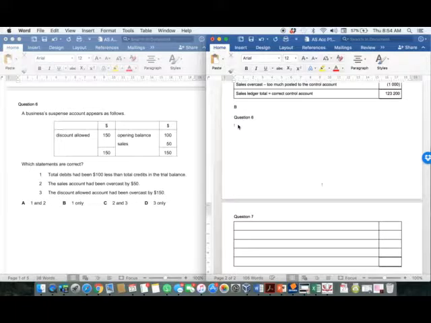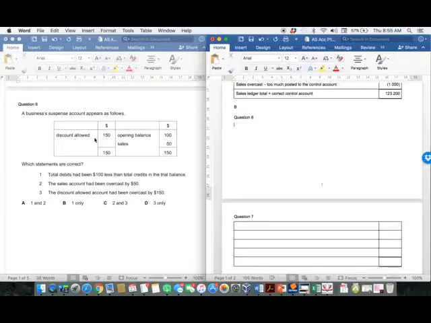Question 6 says, a business's suspense account appears as follows. Which statements are correct? Now, before you go and look at the statements themselves, I would suggest that you look at this account on its own to see what has actually happened here, and then look at the statements. Otherwise, you might find that the statements confuse you slightly or mislead you into thinking that something up here is different to what it actually is. So let's just take them one by one.